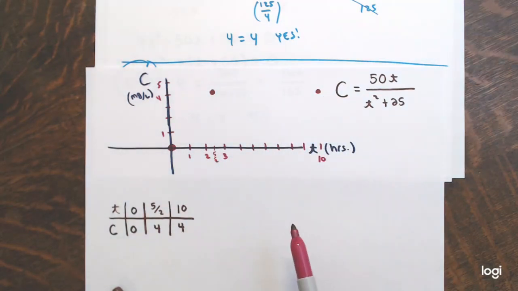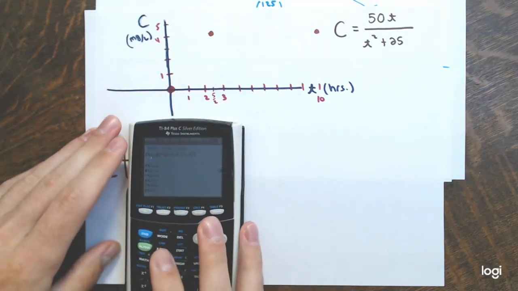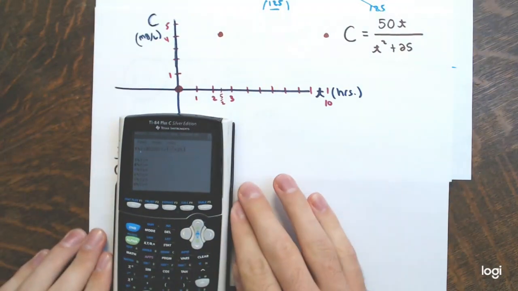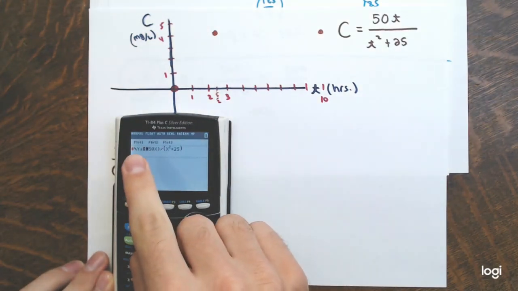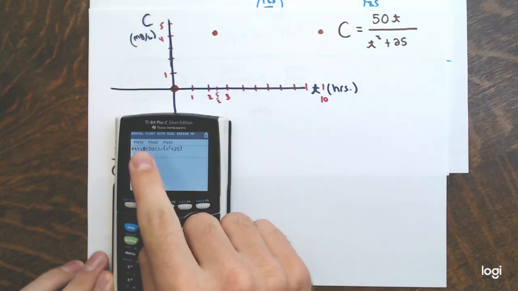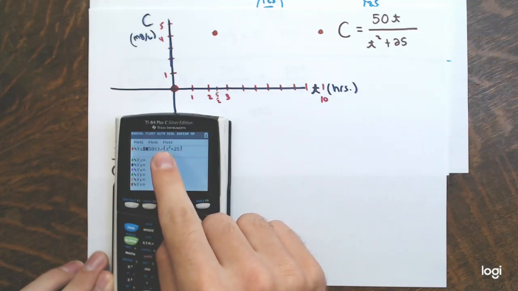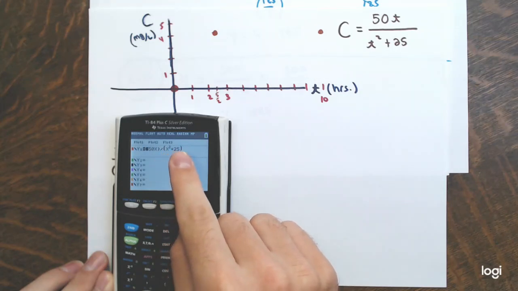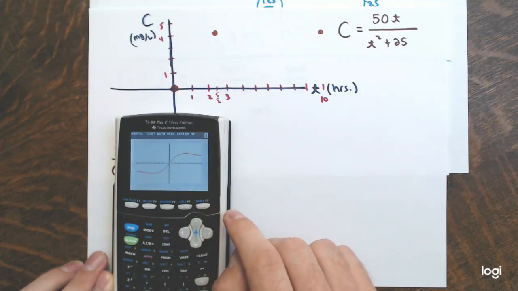Now you could go through and plot a whole bunch of other points, but I'm going to go to my handy dandy graphing calculator to show you. All right, let's get it out of the way of the camera. Notice I've already punched in the function: y equals 50x, where y is the concentration and x is the time. That's 50x in the numerator, divided by, in parentheses, x squared plus 25. That's like 50t divided by t squared plus 25. And look at the graph of this thing.